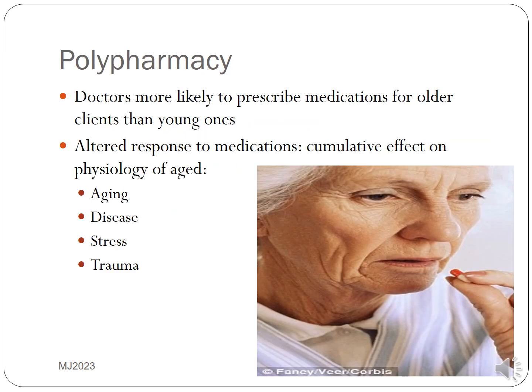So the doctor is more likely to prescribe medications for older clients than young ones. Why? Because, like I mentioned earlier, probably because of their chronic diseases, which are very much associated with age, and the presentations of geriatric syndromes. Okay, so they may have altered response to medications because of the cumulative effect on physiology of normal aging. Alright, so the interactions between old age, disease, stress, and trauma may present with altered response to medication.